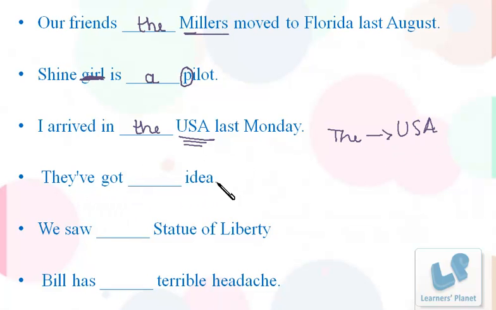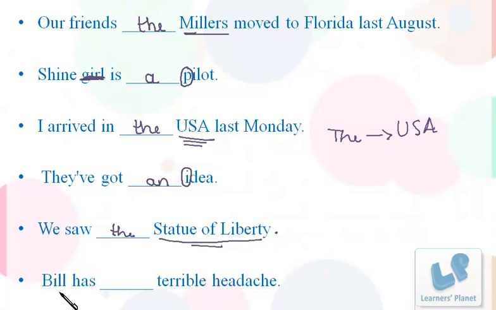They've got dash idea. Over here, idea begins with a vowel and has a vowel sound. That's why we'll use an with it. So they've got an idea. We saw dash Statue of Liberty. Over here we're talking about the Statue of Liberty as something specific, and it's definite, and there's only one Statue of Liberty. That's why we will use the with it. We saw the Statue of Liberty.